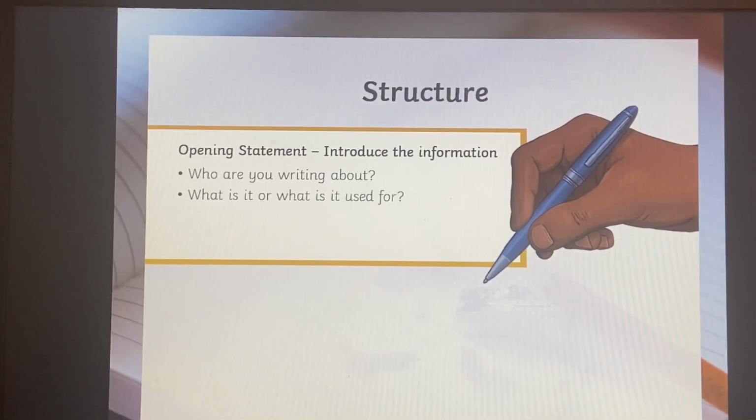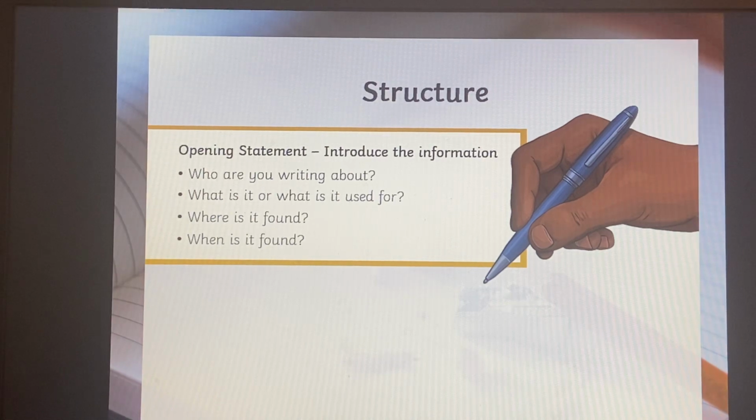Now, you always start your non-chronological report with an opening statement or an introduction. And here's when you need to think about your 5 W's. Who are you writing about? Well, in this case, the ancient Maya. What is it, or what was it used for? Well, it was a very, very important time in history. Where is it found? Well, actually, it's found in Mesoamerica, which is in the South and Central America. And when was it found?